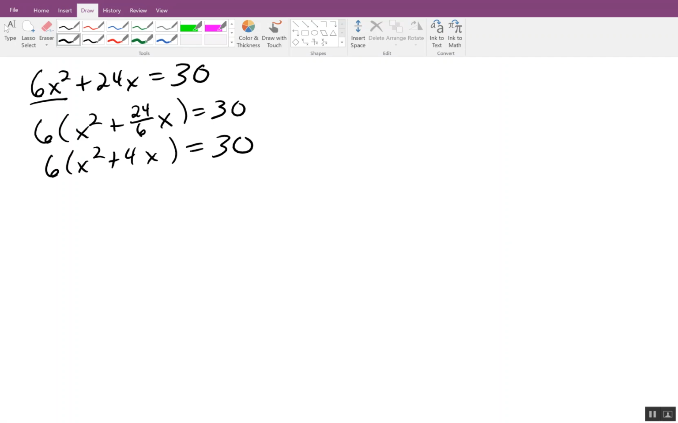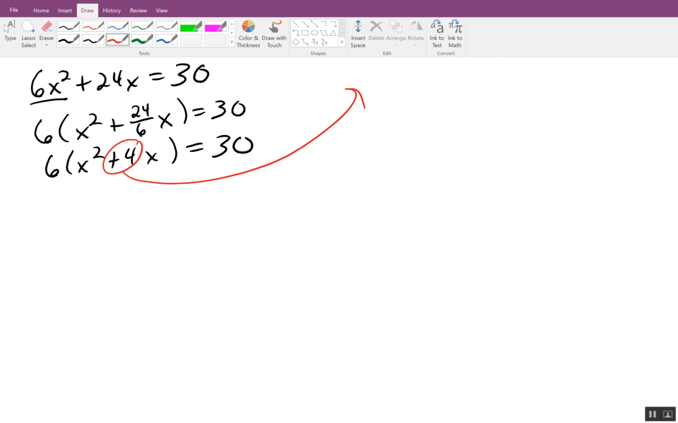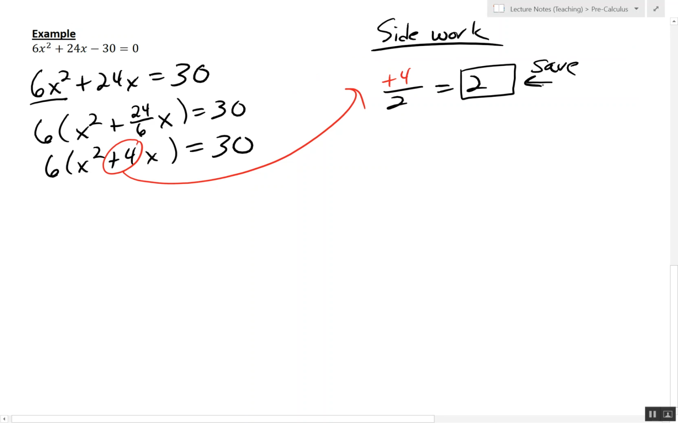Now we're going to take this positive 4 and do our side work. So side work. We're going to divide this by 2 and get a 2, and this is the number we're going to save for our 2 spots we need it for. So the first thing, we're going to use it right away to get a 4.